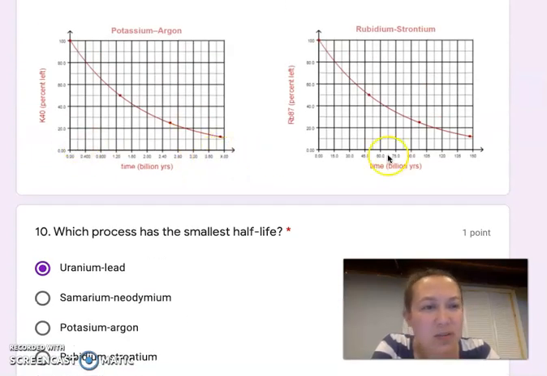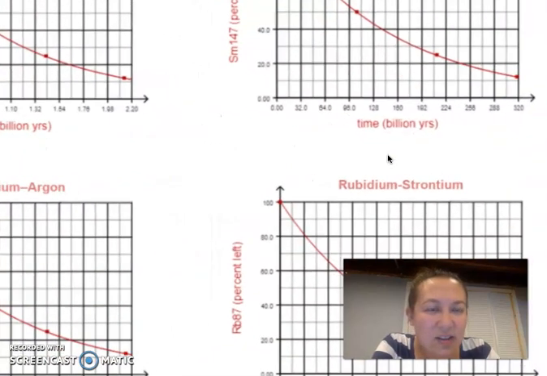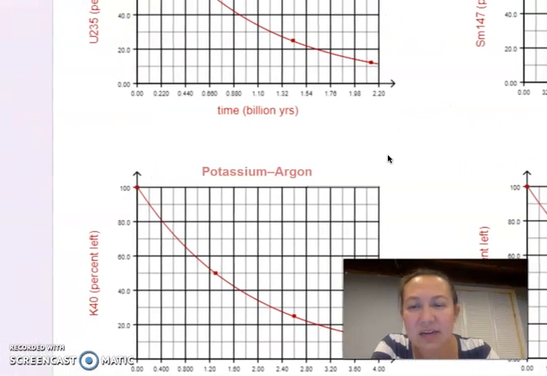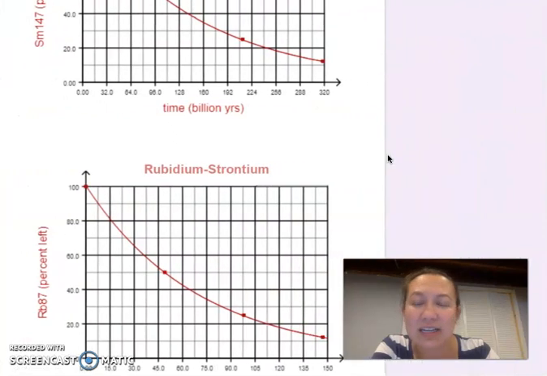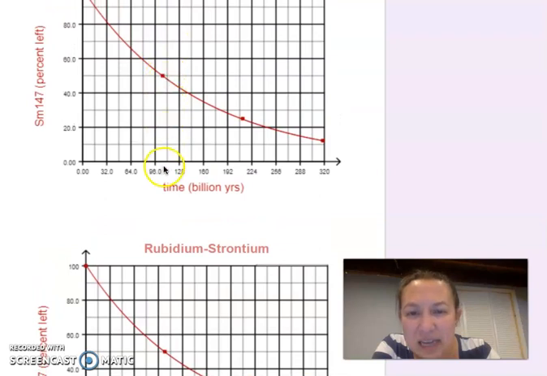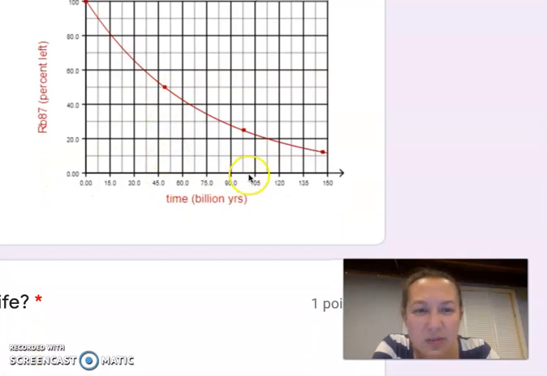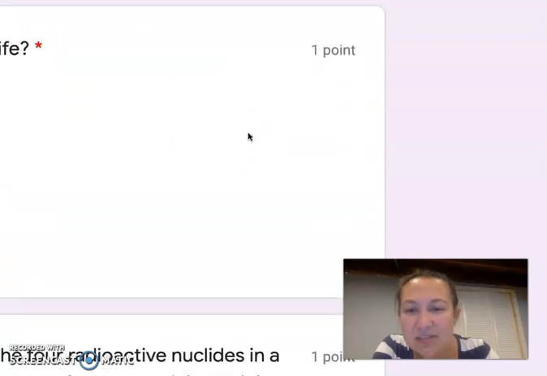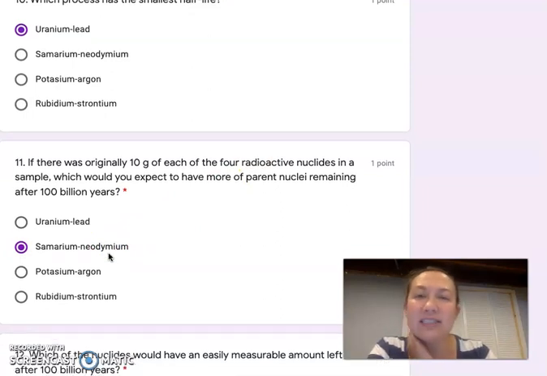Notice the chart doesn't go up to 100 billion years for all of them. Well, in this case, at 100 billion years, keep in mind that uranium and potassium have shorter half-lives, so they will have decayed away entirely. At 100 billion years, samarium has something on the order of 50% of its particles. At 100 billion years, the rubidium has something like 20% of its particles. So samarium would have the most parent nuclei because it has the longest half-life.